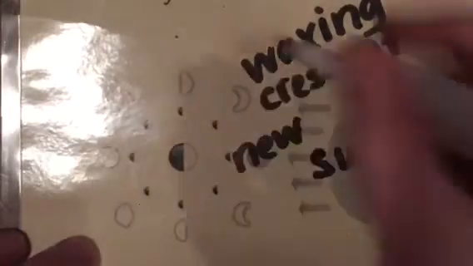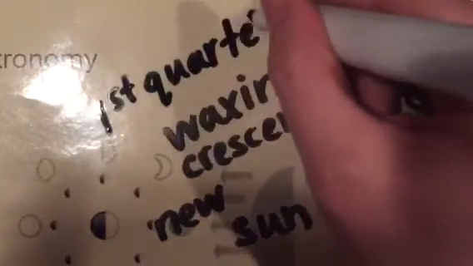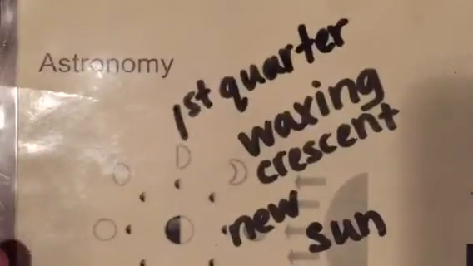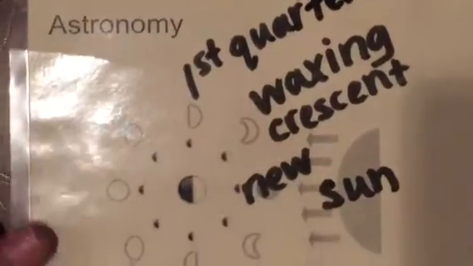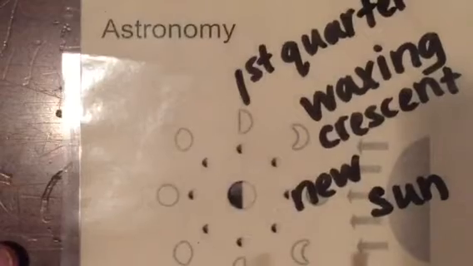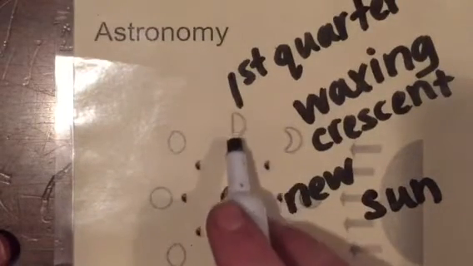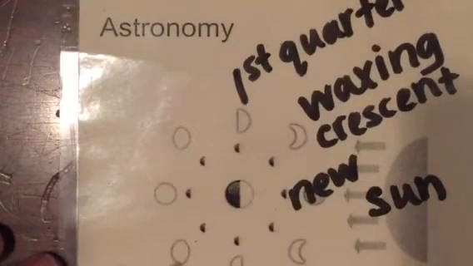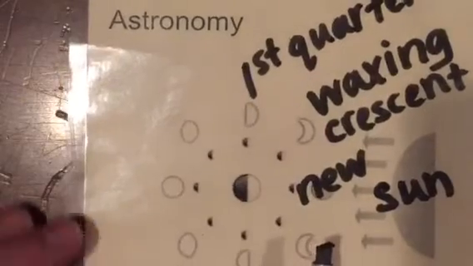The next phase is first quarter. First quarter because we are literally 1/4 of the way through the entire moon cycle, and we can see the right side, about 50% of the moon is visible for us on Earth.